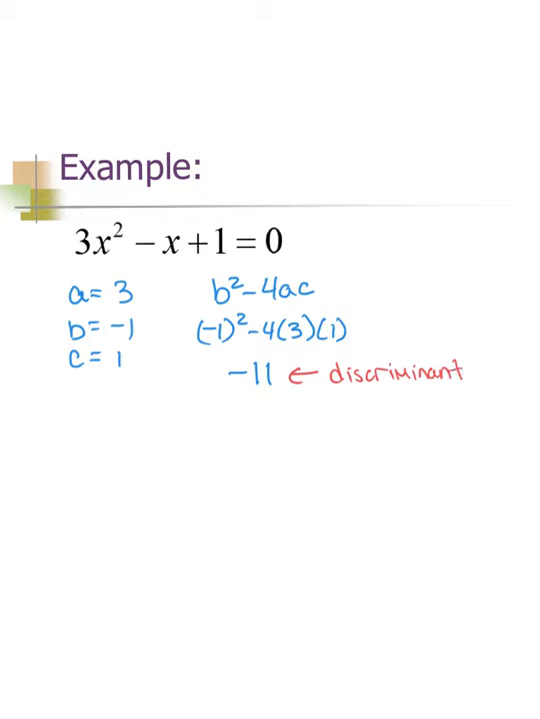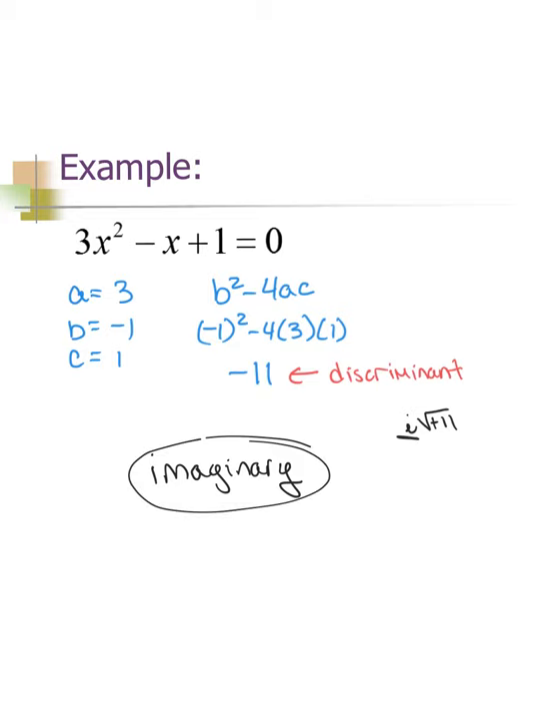Now, in my head, I'm going to think, what happens if I take the square root of negative 11? The negative means I have an I. The I stands for imaginary. So the nature of the roots, or what kind of roots they are, they're imaginary roots. And again, this is the nature of the roots. So if it asks for the discriminant, that's a number. If it asks for the nature of the roots, that's one of your 4 choices from like the second slide.